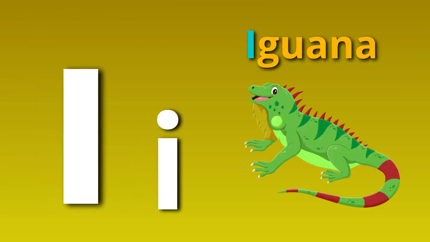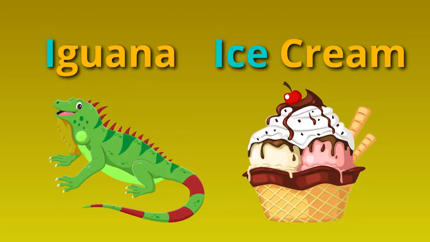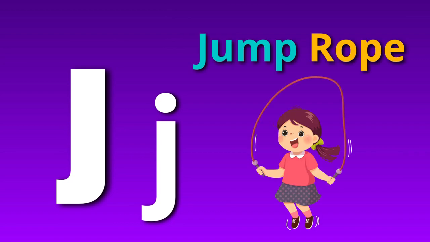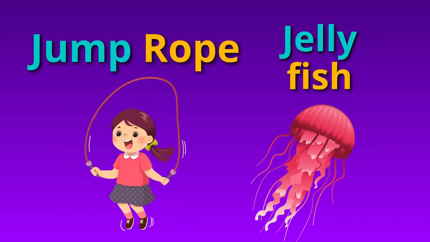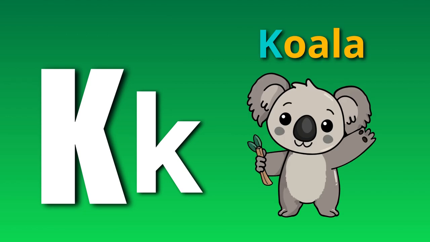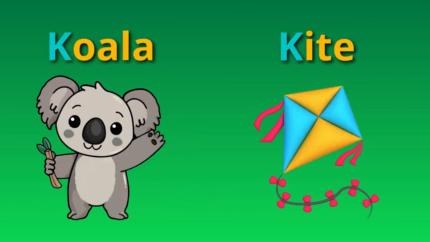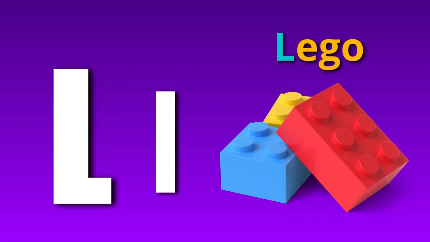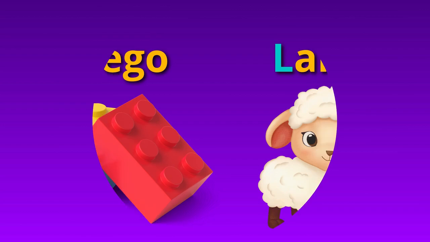I for iguana. I for ice cream. I. J for jump rope. J for jellyfish. J. K for koala. K for kite. K. L for Lego. L for lamb. L.